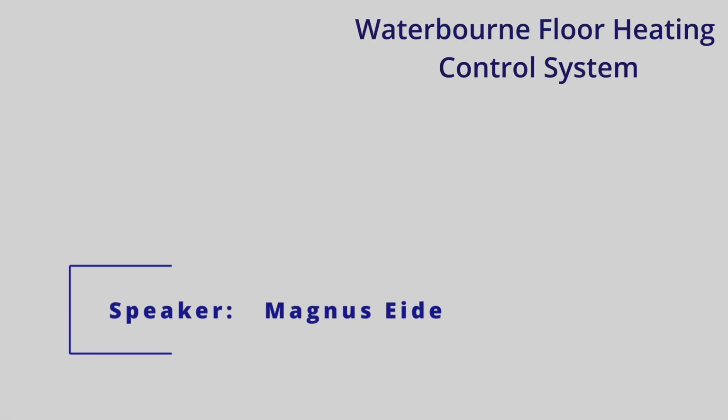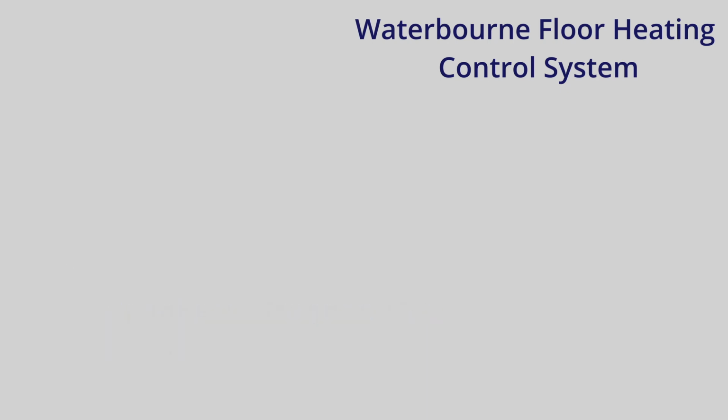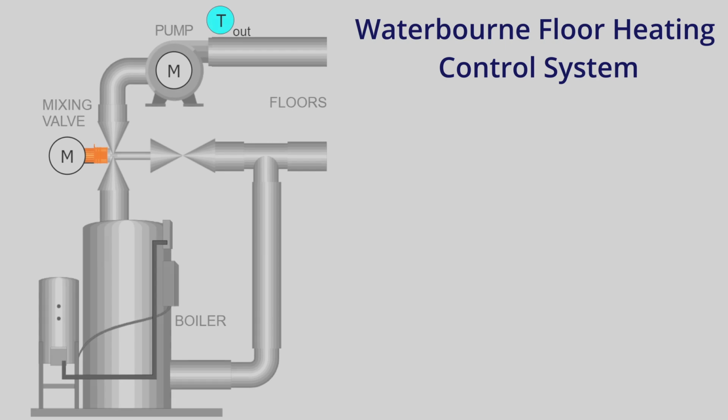In this video I will explain the development process of a control system software for a waterborne floor heating system. The system consists of a pump that circulates hot water through the floors and back to a boiler to heat it again. A mixing valve uses the cold water from the return pipe and the hot water from the boiler to adjust the temperature of the water going out through the floors.